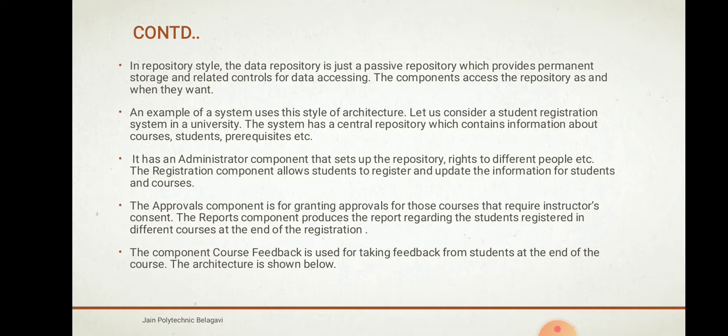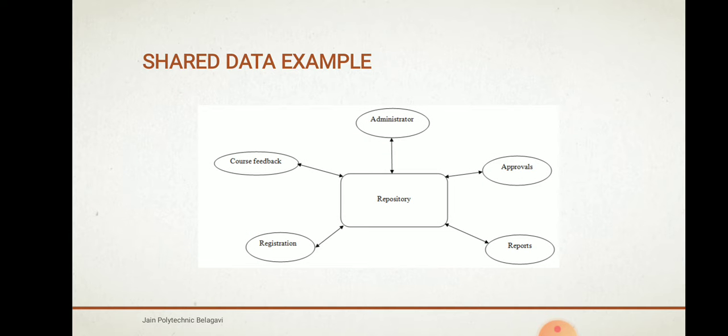The approvals component is for granting approval for these courses. The reports component will produce the report regarding the students registered for different courses. Also there is a feedback component, which is for taking feedback at the end of the semester. This architecture is as shown in the figure. So it is a shared data style. There is a central repository, that is the data repository, and these are the data accessors, that is the administrator component, course feedback, registration, approvals and reports.